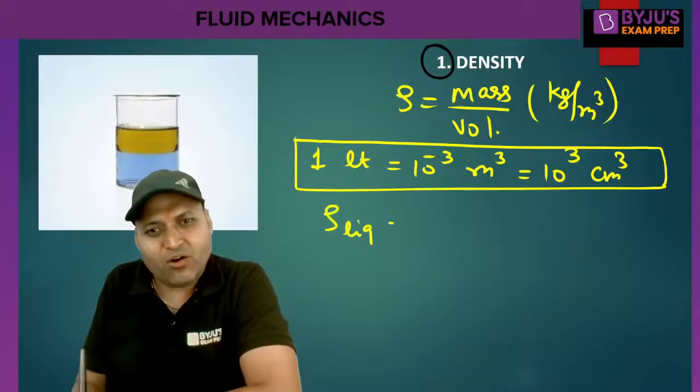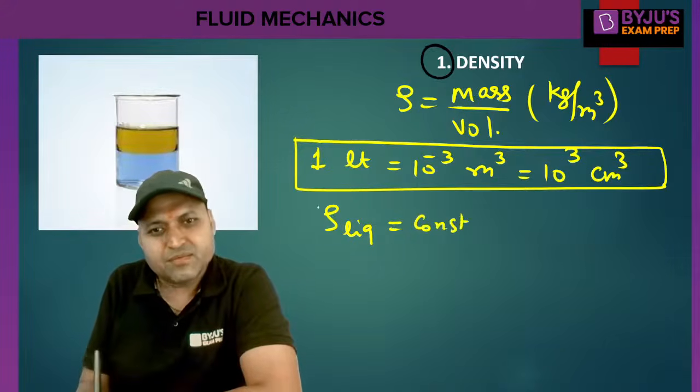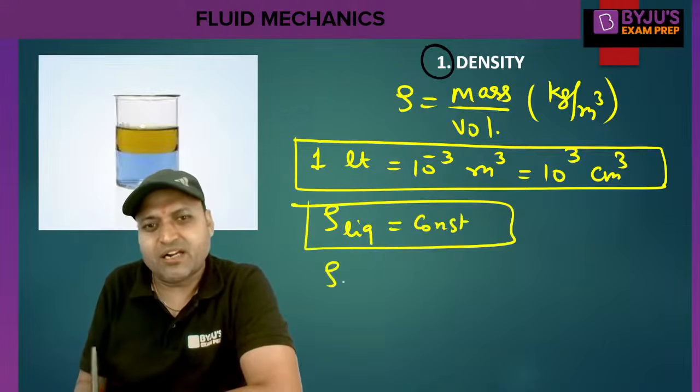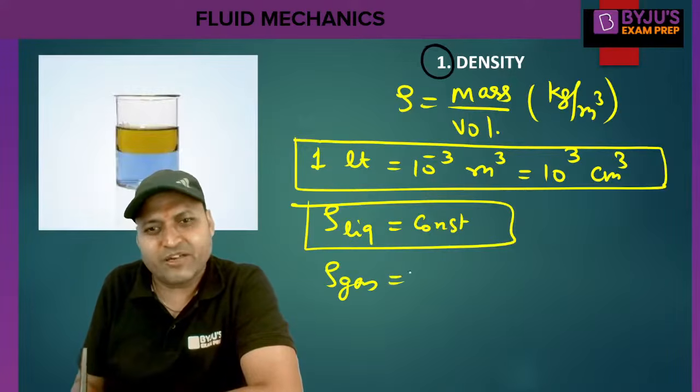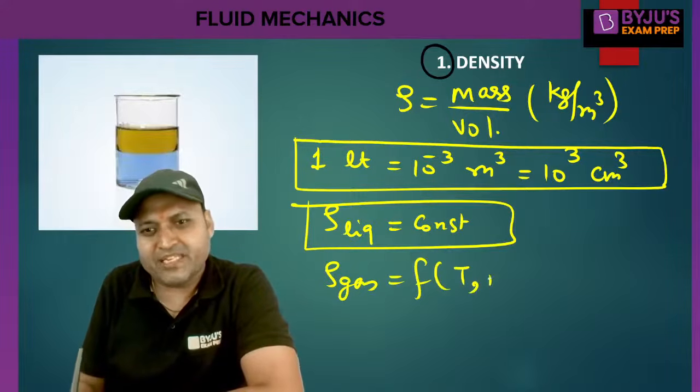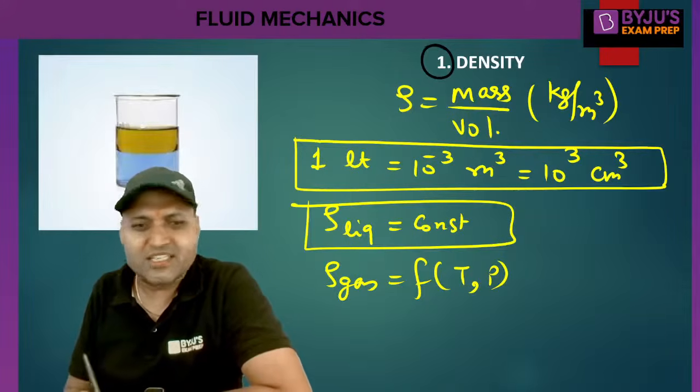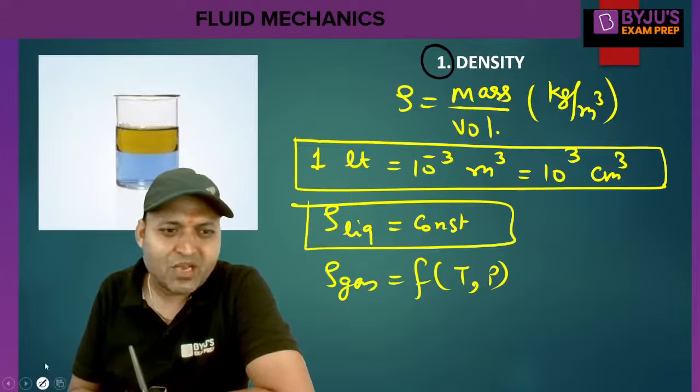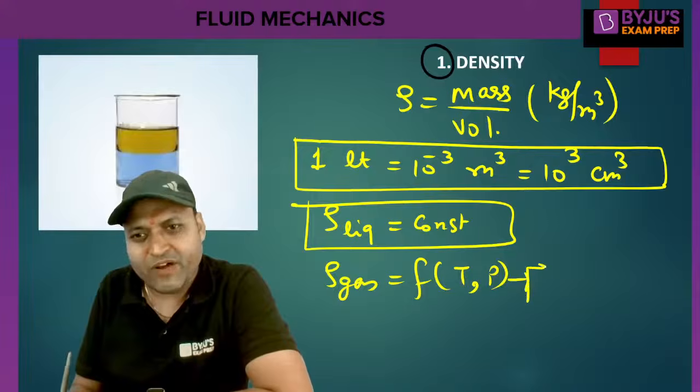Density of the liquid remains constant. For a gas, density is a function of temperature and pressure. How does it vary?